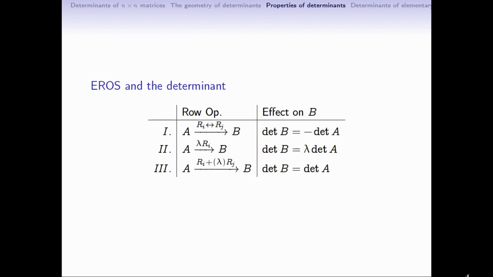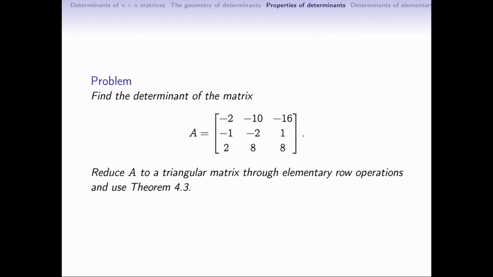Now these observations have some computational and theoretical consequences. Let's look at a computational consequence first. Find the determinant of the matrix A, this 3 by 3 matrix that we see here. Now, reduce A to a triangular matrix through elementary row operations and use theorem 4.3.